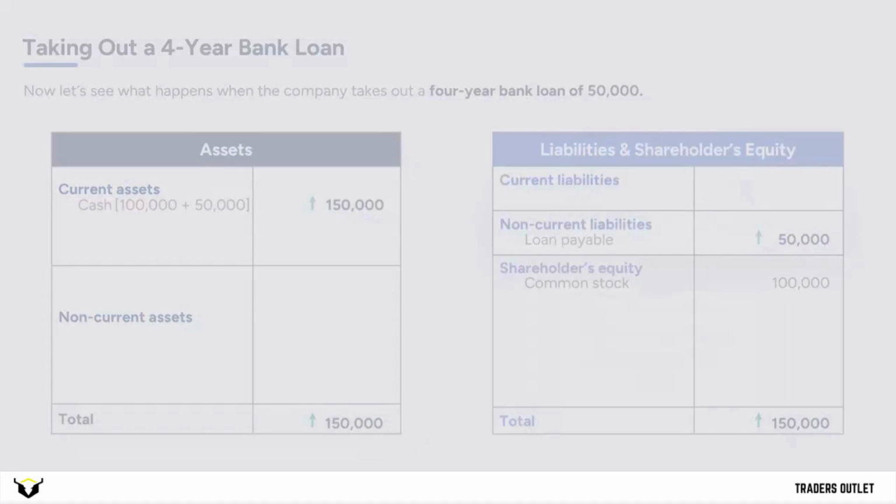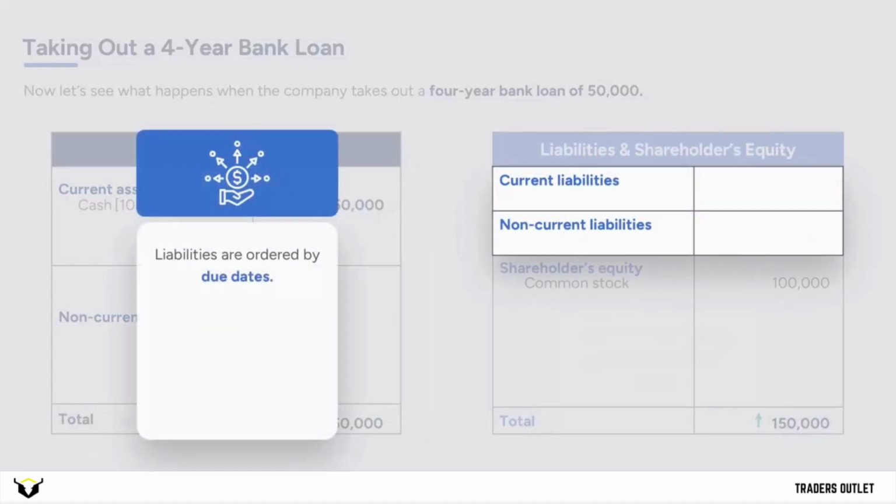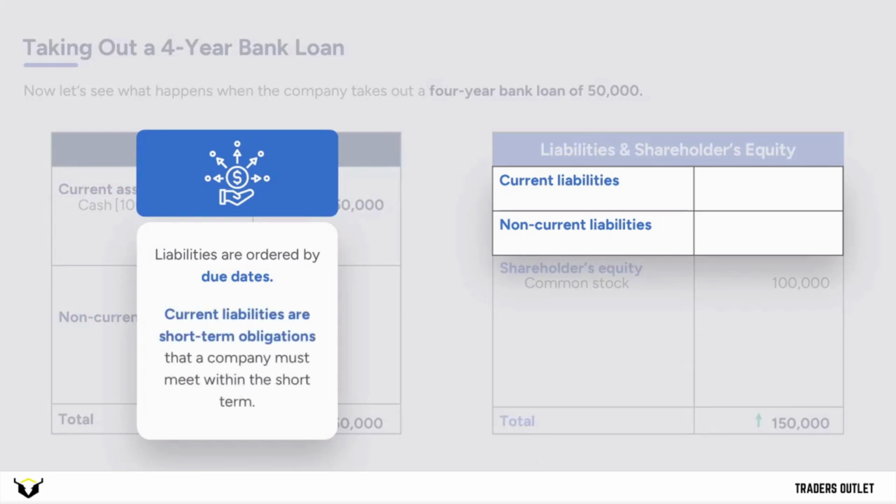I also mentioned earlier that liabilities are ordered by their maturity or due dates. Current liabilities are those obligations that a company must meet within the short term. Again, that is usually during the current accounting cycle, which is typically 12 months. Because this is a 4-year loan, it's considered a non-current liability.